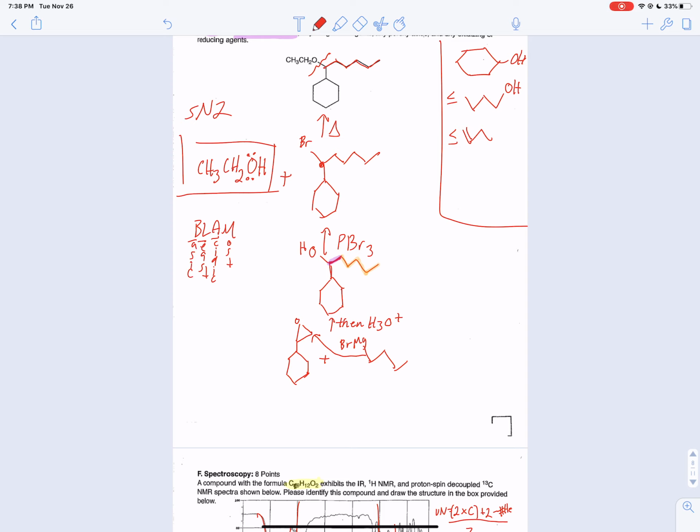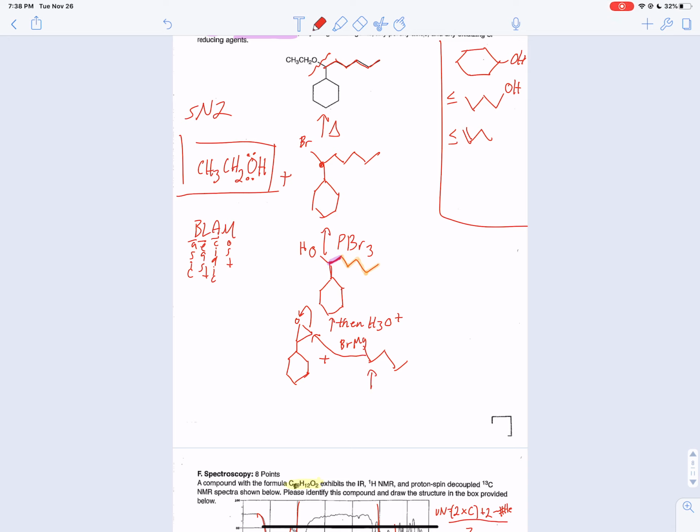So a Grignard, these are basic conditions. It's going to attack the lesser substituted side, push electrons onto the oxygen that gets protonated by the H3O plus, okay? Now, let's just do the Grignard side, right? I guess that's a little easier.